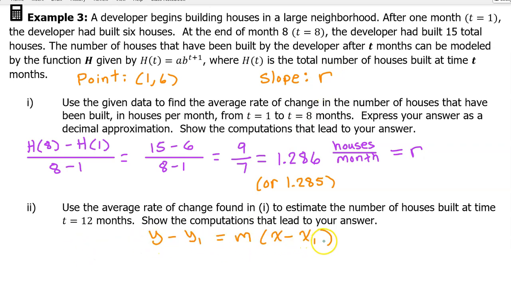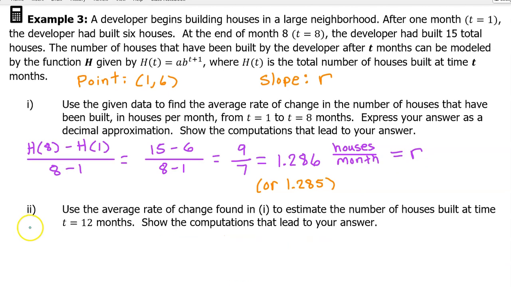This is point-slope form, but we need to be careful to use the variables provided for us in the setup. So instead of y, we will use h. And instead of x, we will use t. And of course the slope will be the rate, r. For the equation of the secant line, y minus y becomes h minus 6 is equal to the slope, which is the rate of change r, and x minus x becomes t minus 1.